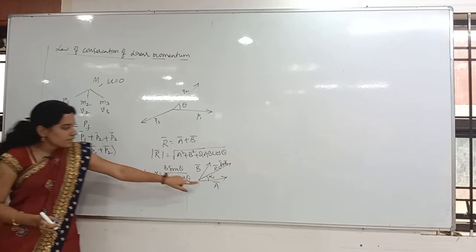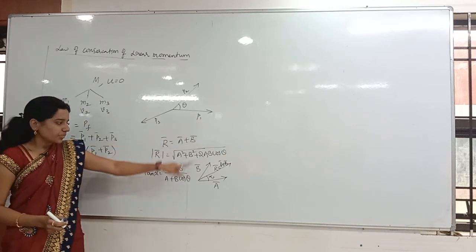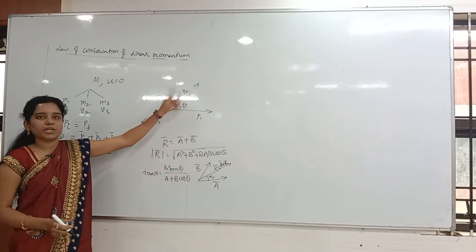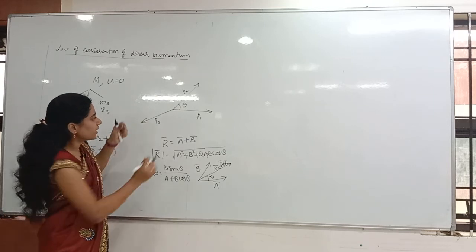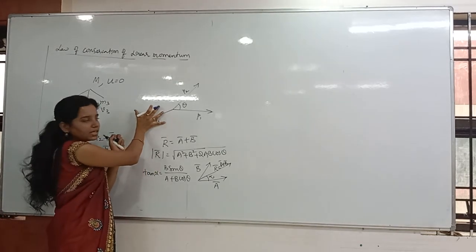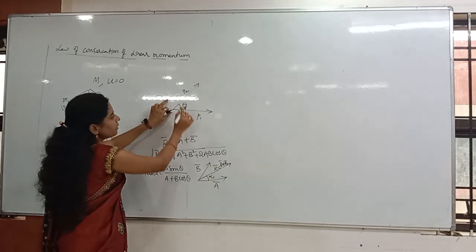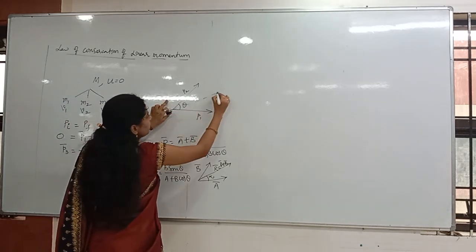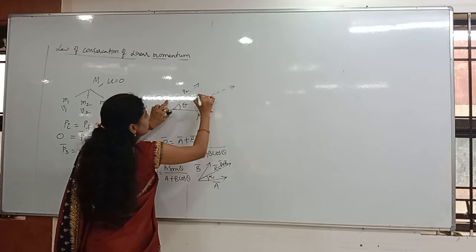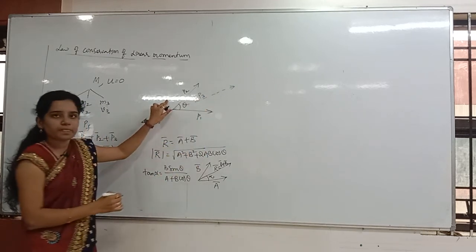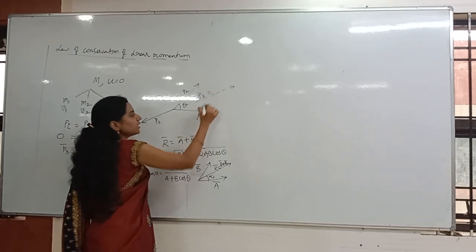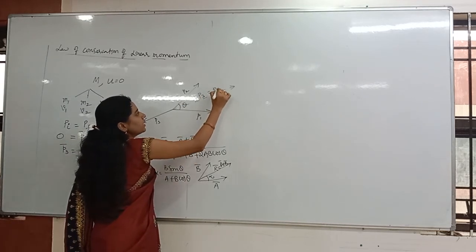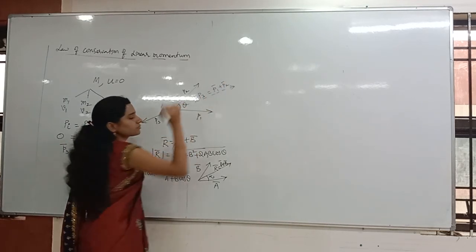Now, in the place of A, what am I having? P1. In the place of B, what am I having? P2. That's it. Now, where will the resultant come? Forget about this one. I have A bar and then B bar. Where will the resultant be? Exactly diagonally. Let me take that as P3. Instead of R, what am I having? P3. P3 is equal to what can I write? P1 bar plus P2 bar.